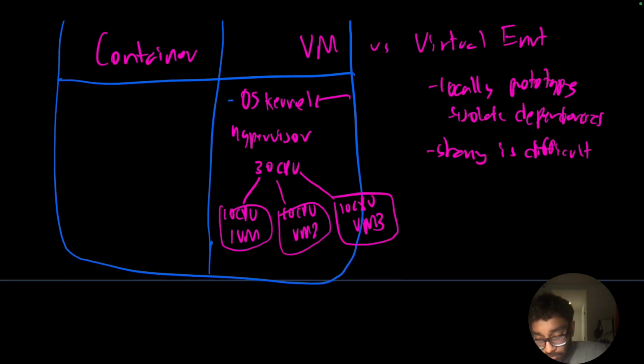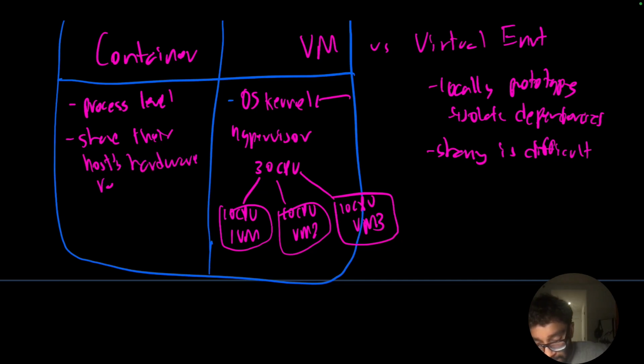Now with the container, this is going to happen at the process level. All containers will still share their host's hardware resources, and they don't have their own OS kernel or anything of that sort. So if you have multiple containers running, for example, on your local machine, like we might right now, they're all sharing your host hardware resources basically.